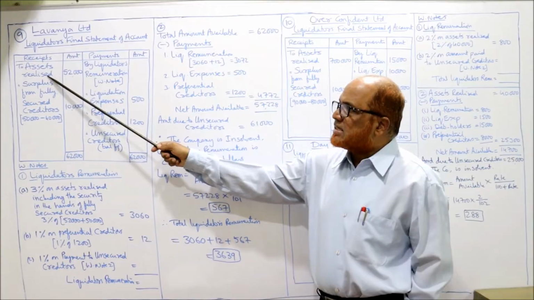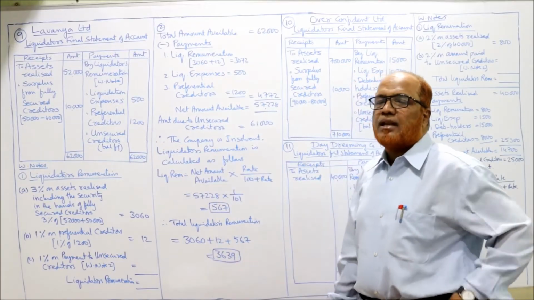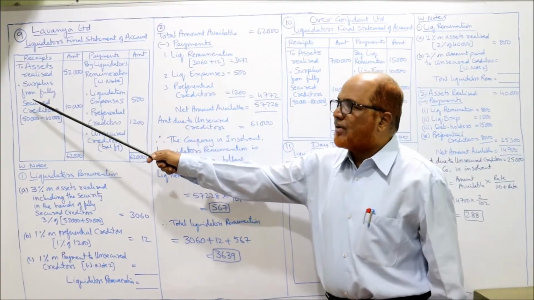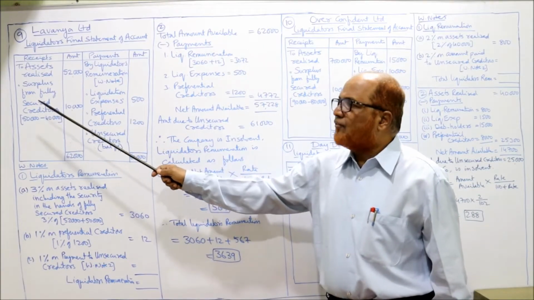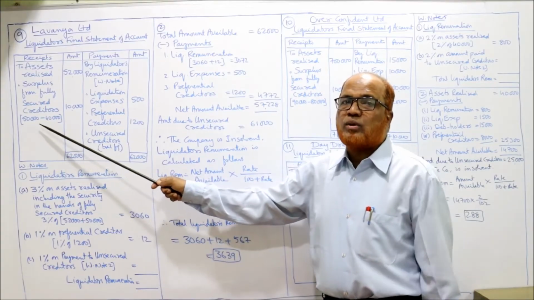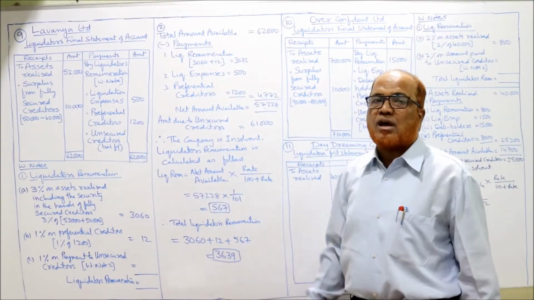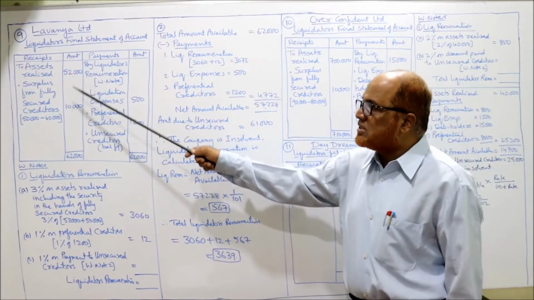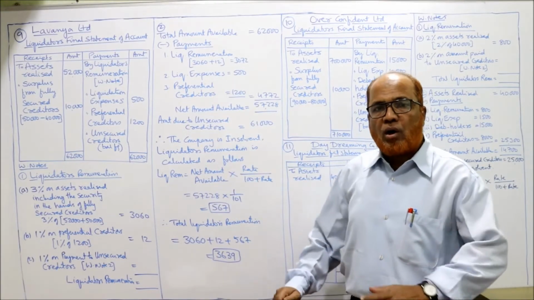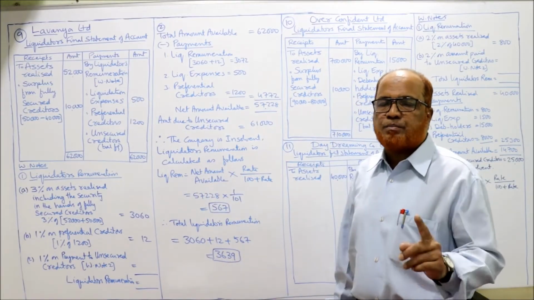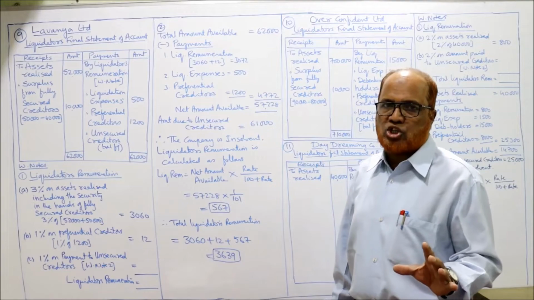Receipt side: to assets realized 52,000. The liquidator has sold all assets for 52,000. To surplus from fully secured creditor: the fully secured creditor had security of 50,000 and their amount due is 40,000. So 10,000 rupees are recovered from the fully secured creditor. The total of receipts comes to 62,000. Now how does he have to make the payment? By liquidator's remuneration. The first payment we will take is the liquidator's remuneration.